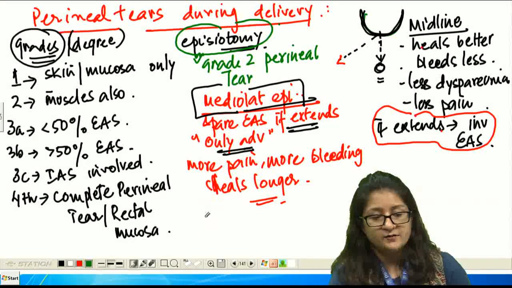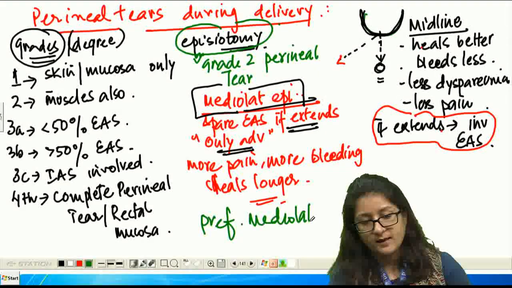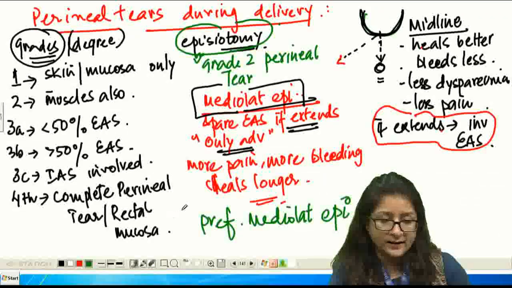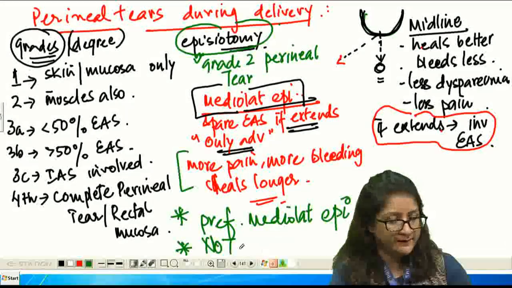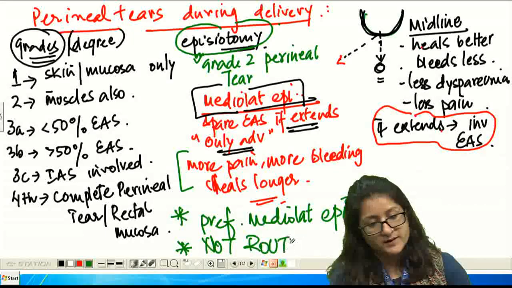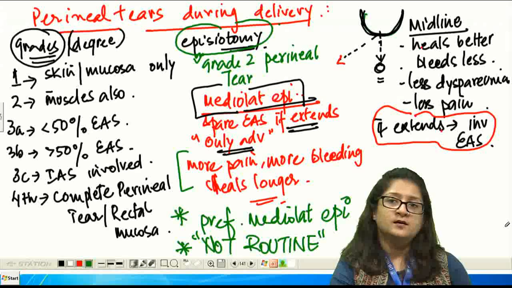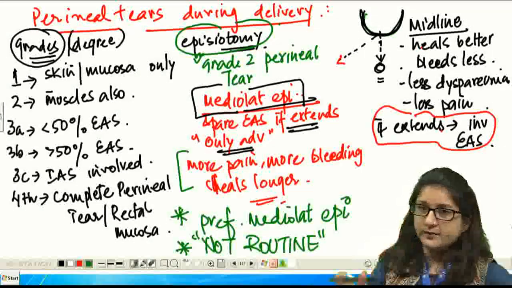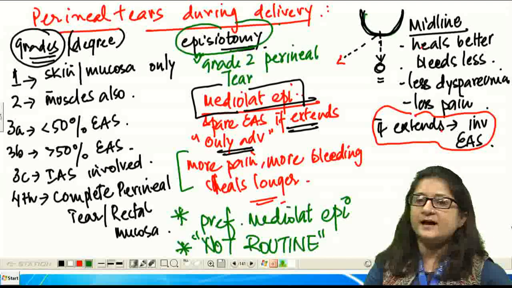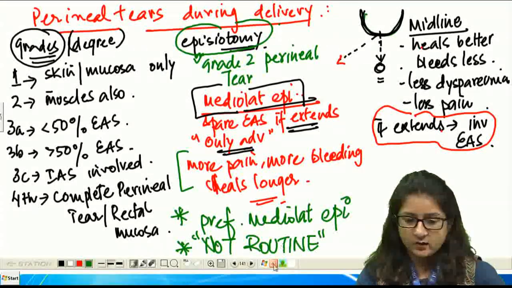So what is preferred? We prefer mediolateral episiotomy, and importantly, it is not a routine because it has so many side effects. So it is only given if required. Mediolateral episiotomy is the preferred episiotomy, but the caveat is that it is not done as a routine. It is only done as and when required.